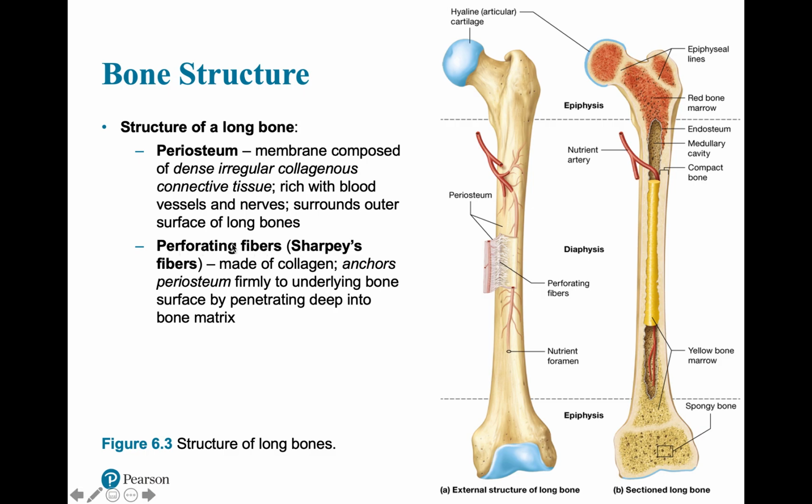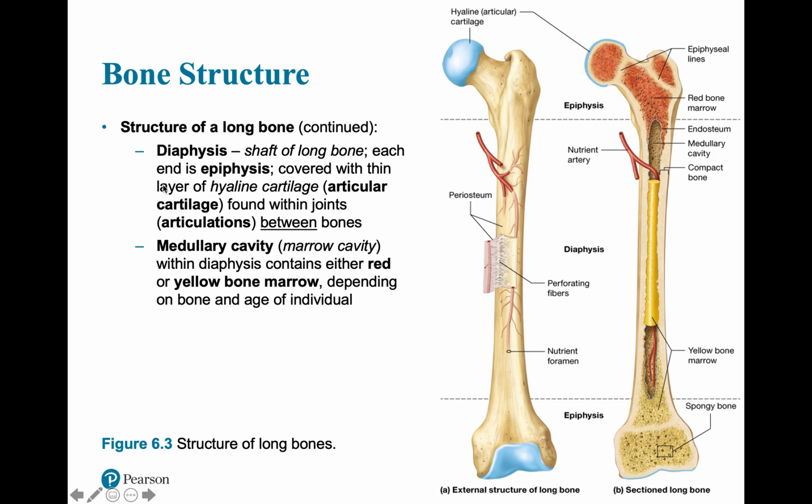This structure right here called perforating fibers, so here the periosteum is being peeled away from the bone itself. It's just showing you that the periosteum is the layer that surrounds the bone. And these perforating fibers are collagenous, so collagen fibers that adhere the periosteum to the bone, as well as penetrate deep within the bone to really anchor the periosteum in place, okay? So that's what's called perforating fibers, collagen fibers that anchor the periosteum firmly to the underlying bone.